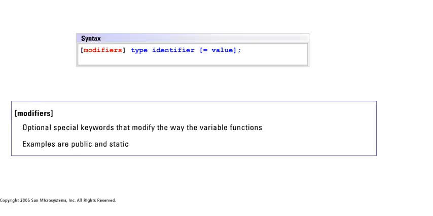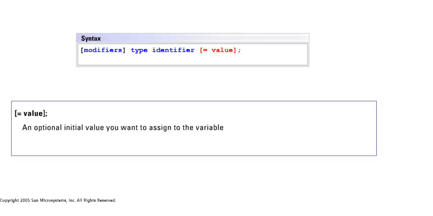So go ahead and roll over the modifiers link. The modifiers are optional special keywords that modify the way the variable functions. Some of these optional keywords are public and static. As we go through this course, we'll learn a few of these and see what they do. The first thing, though, that is always required in a variable declaration is its data type. You must always specify the type of information that a variable will hold.